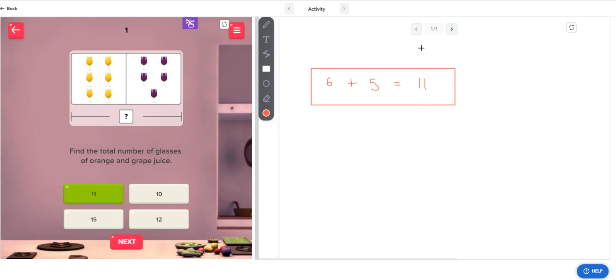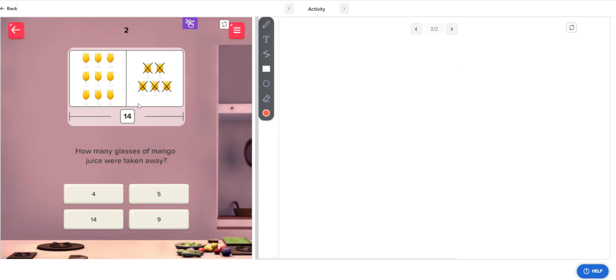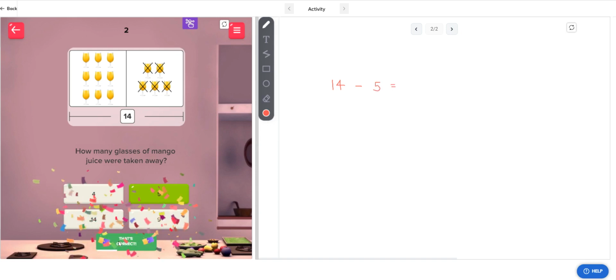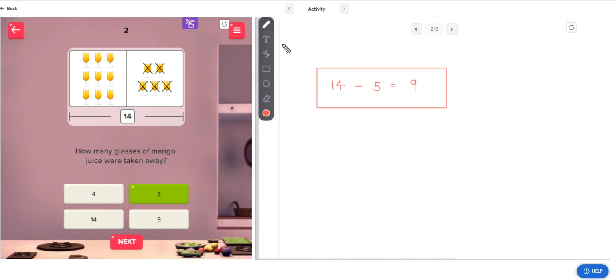Okay, nice work. Let's move to the next one. Next one says how many glasses of mango juice were taken away? Well, as you can see, the total is 14, right? If you want to figure out how many were taken away, you have to figure out how many were crossed, correct? So let's see. How many glasses are taken away? 1, 2, 3, 4, 5. So simple, 5, right? But let's try it a little bit more, okay? If I take away 5 glasses, how many do I have left? 3, 4, 5, 6, 7, 8 and 9. So 14 minus 5 gives you a 9. Okay. Well, awesome work. Let's try the next question.